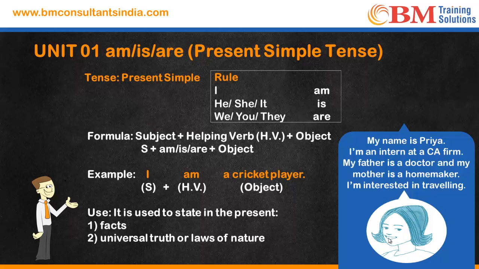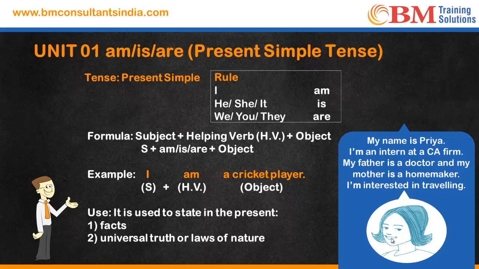It is Priya. I am an intern at a CA firm. With I, we'll use am. I am an intern. My father is a doctor. My father is replaced by the pronoun he. With he comes is. He is a doctor. My father is a doctor. And my mother is a homemaker. My mother is replaced by the pronoun she. With she, we will use is. She is a homemaker.